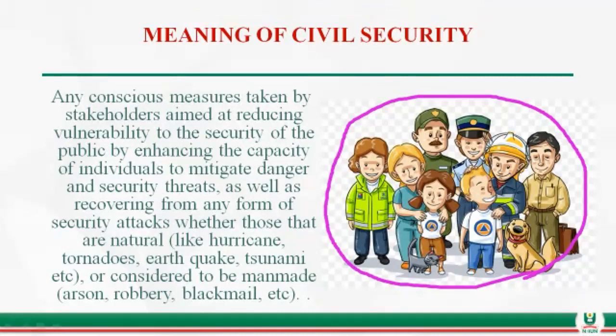And how do they do that? It is by enhancing the capacity of individuals, by making sure that individuals are capable of mitigating these dangers or the threat. Individuals are capable of resisting any form of threat by providing them with the right equipment, the right motivation, those things that they need to resist any form of threat, okay? As well as the individuals being able to recover from any form of security threat, all right? Whether it is man-made or natural security threat. That's a simple definition of civil security, okay?